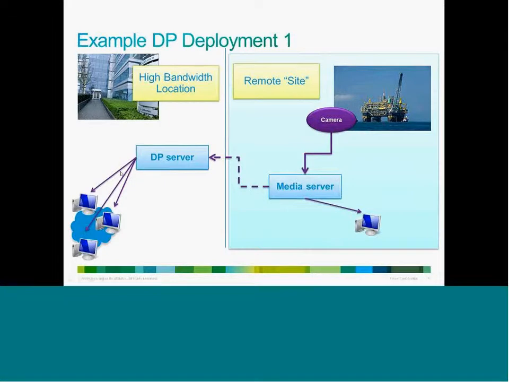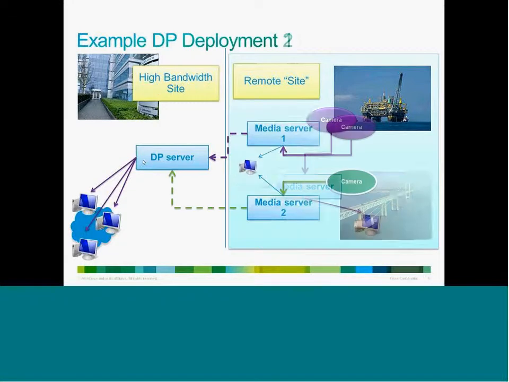And the people looking at the feed at the central location would be connecting to the dynamic proxy server which is hosted centrally. The proxy server makes a single connection, getting the stream from the media server at the remote site, and however many clients want to view it, it does all the fan out at the centralized location, right?